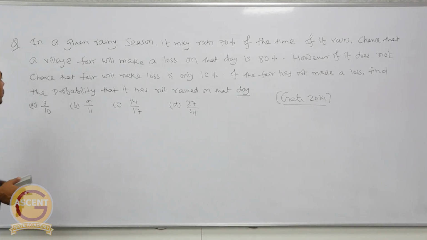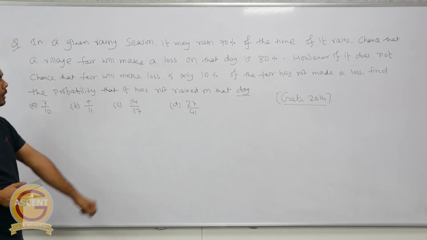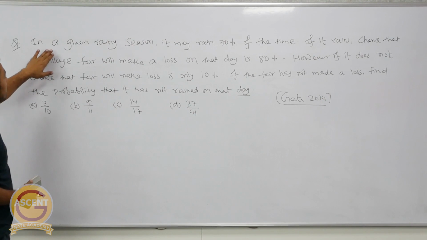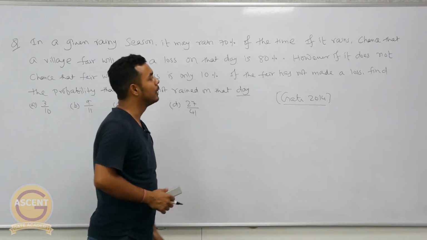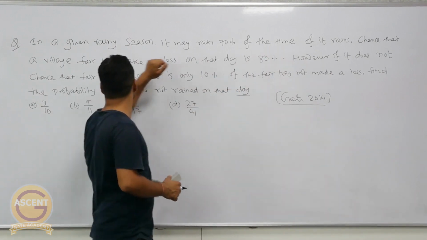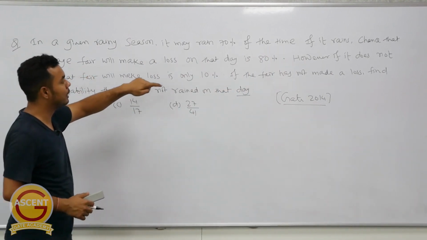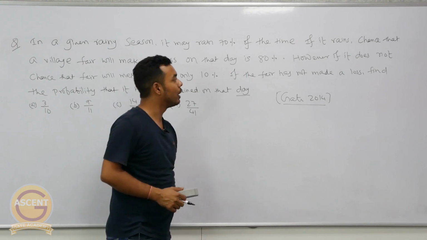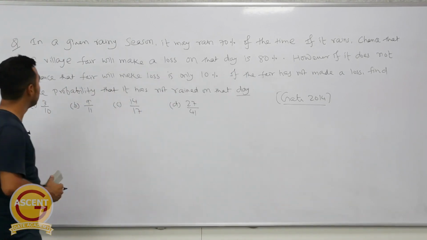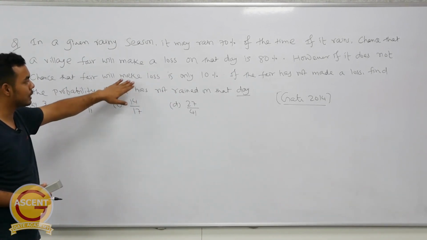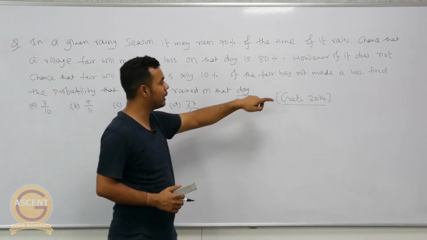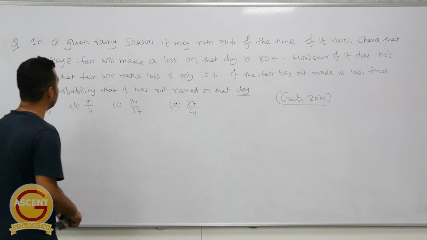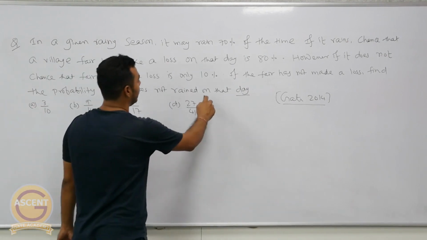Okay, so our next question on Bayes theorem was asked in GATE 2014. The problem is, in a given rainy season, it may rain 70% of the time. If it rains, then the chance that a village fair will make a loss on that day is 80%. However, if it does not rain, then the chance that the village fair will make a loss is only 10%. Now it is given that if the fair has not made a loss, then find the probability that it has not rained on that day.